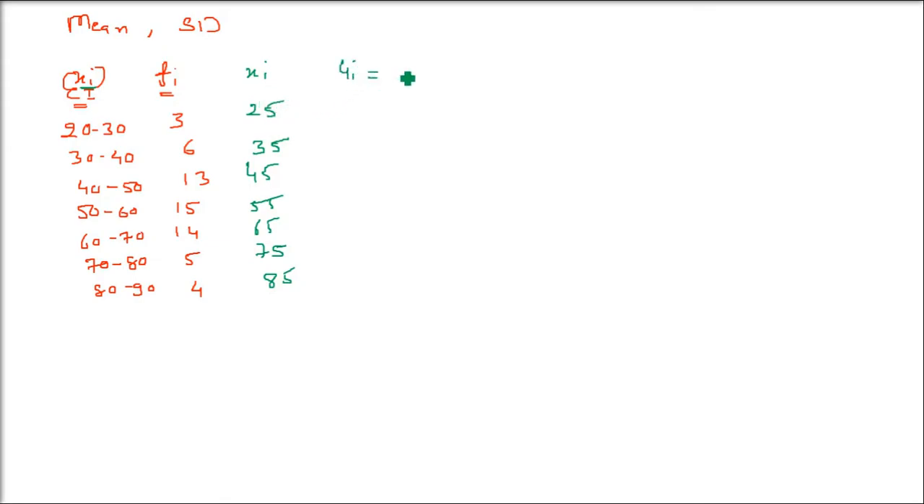As I told you, ui. How to find ui? You have to find di first. Di was xi minus the assumed mean. So let us take any assumed mean in between. 55 is better. Always take the center one. So we are taking this. This was di. And as I told you, ui was di by the class interval. What is the class interval? It is 10: 30 minus 20, 40 minus 30, these are 10.